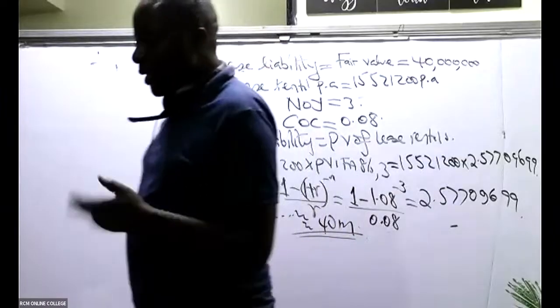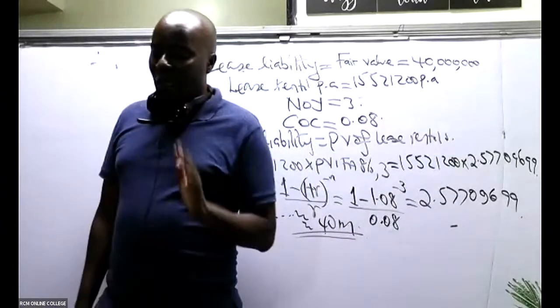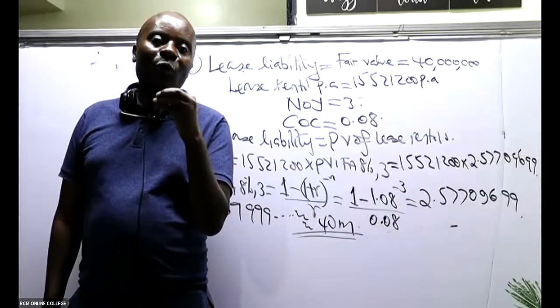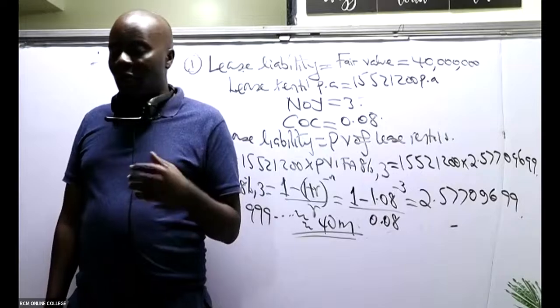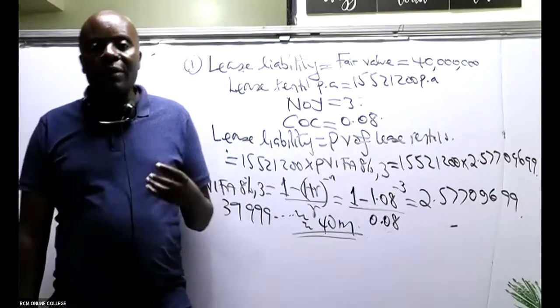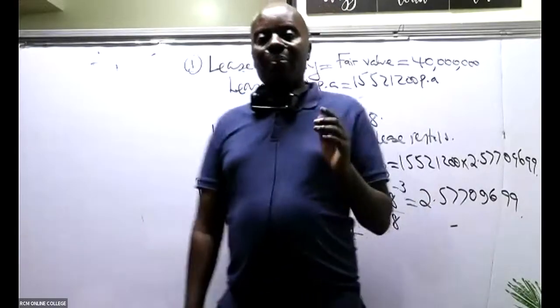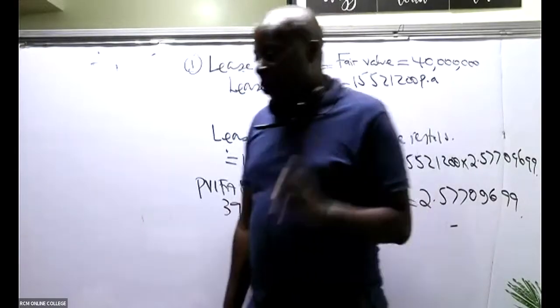So in total, as we enter into this house, we owe the landlord 40 million, but we're not going to pay him at once. We're going to give him this money gradually. It could be on a monthly basis or on a quarterly basis.